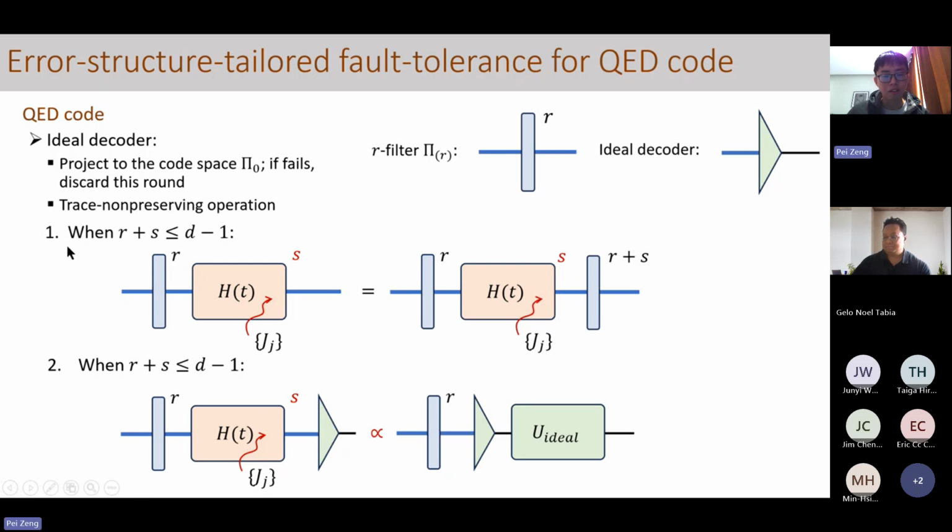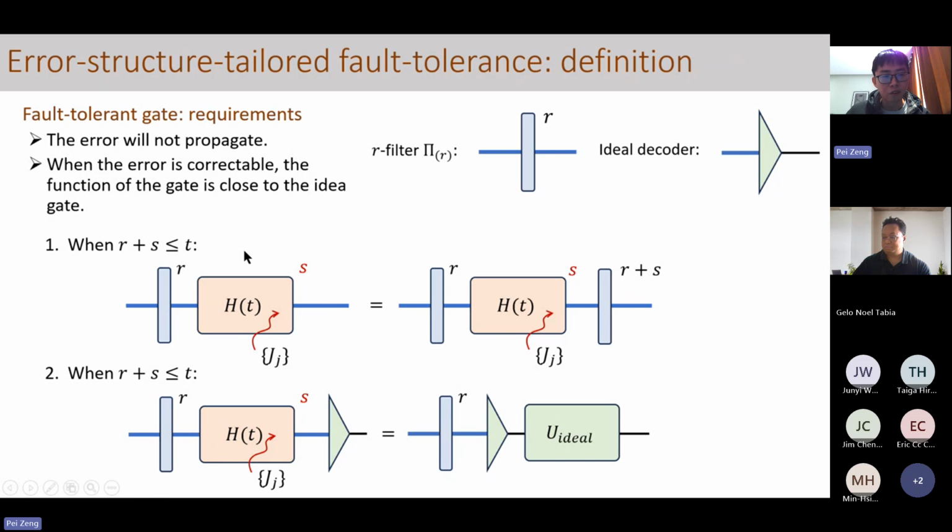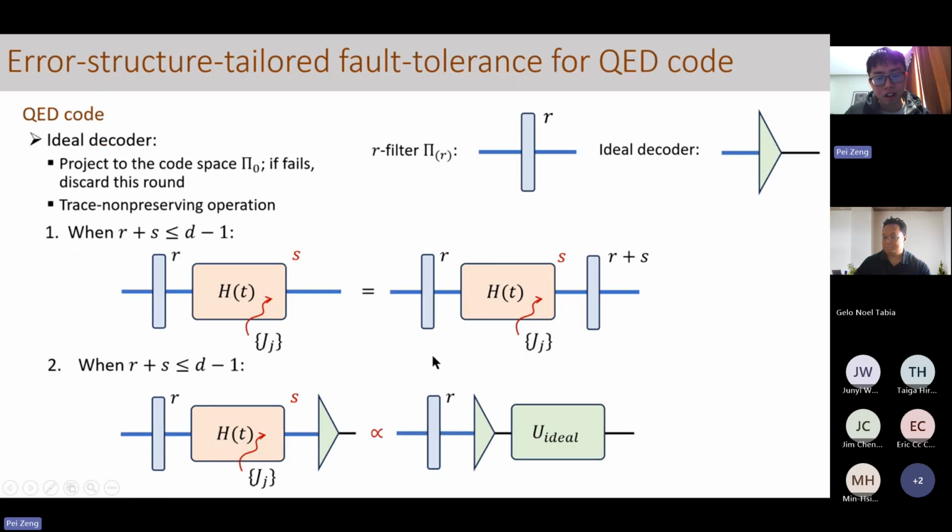And we can also define fault tolerance gadgets for the quantum error detection code. The definition is very similar. The major change is the decoder. Here, the ideal decoder becomes a probabilistic projection to the code space. So it's not equal; it's proportional to, because we will discard some components when they cannot pass the post-selection.